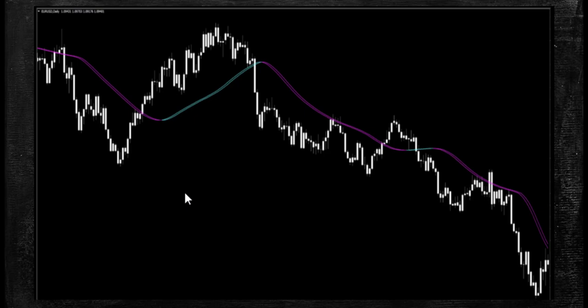Now, there are so many things to talk about here. Let's get this one big thing out of the way. Now, this, by nature, is actually a moving average crossover. If you look really closely, you can see these are two lines, and then when they cross, that's when the color change occurs.